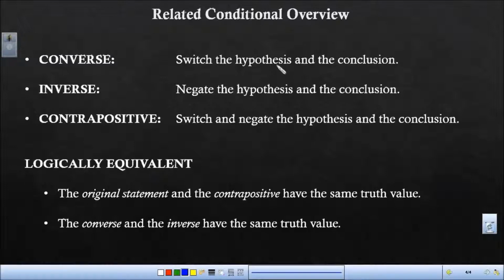I feel that I should tell you that this is on the test. It's a question, and it says check the boxes for all the statements that are logically equivalent to a given statement, and you have to select all the ones that are logically equivalent. So this is definitely a test question. You need to pay attention to this idea about logically equivalent.